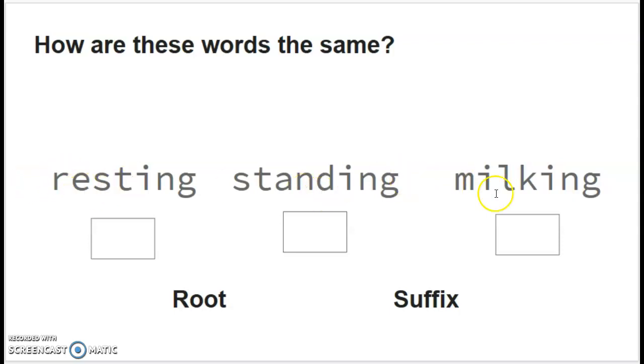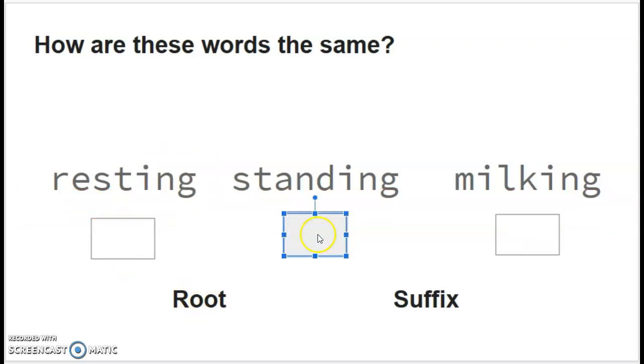Here are a new set of words. How are these words the same? Resting, standing, milking. How are they the same? Right, it's the ing at the end of each word. That makes the ing sound. Rest, ing. Stand, ing. Milk, ing. If I cover up the ing, I have the word rest. I have a root word.